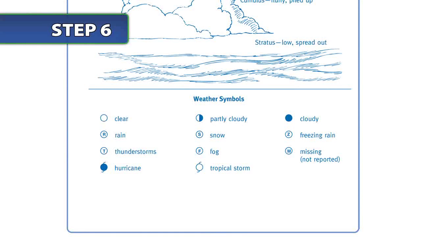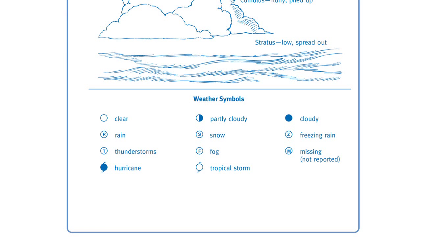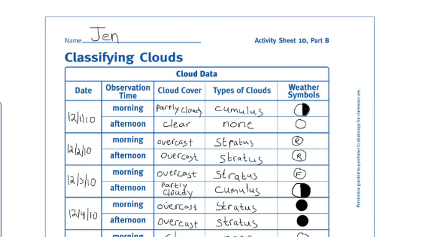Review with the students the remaining weather symbols at the bottom of the activity sheet. Ask a volunteer to describe the kind of weather referred to by each symbol. Then, instruct students to record on Activity Sheet 10, Part B, the weather symbols describing today's weather.